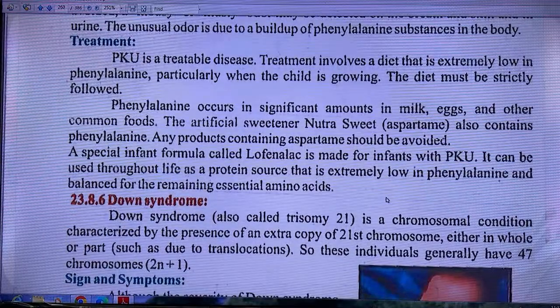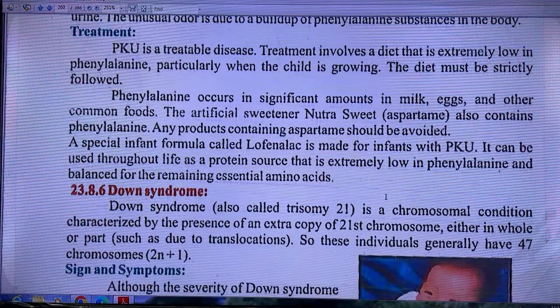Treatment. This disease is treatable. Treatment involves a diet that is extremely low in phenylalanine, particularly when the child is growing. The diet must be strictly followed. Phenylalanine occurs in significant amounts in milk, eggs, and other common foods. The artificial sweetener NutraSweet, aspartame, also contains phenylalanine. Any products containing aspartame should be avoided.